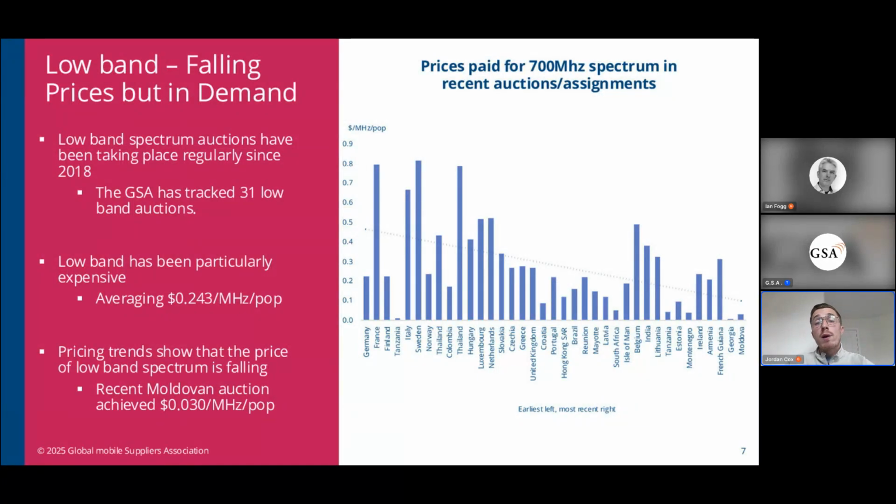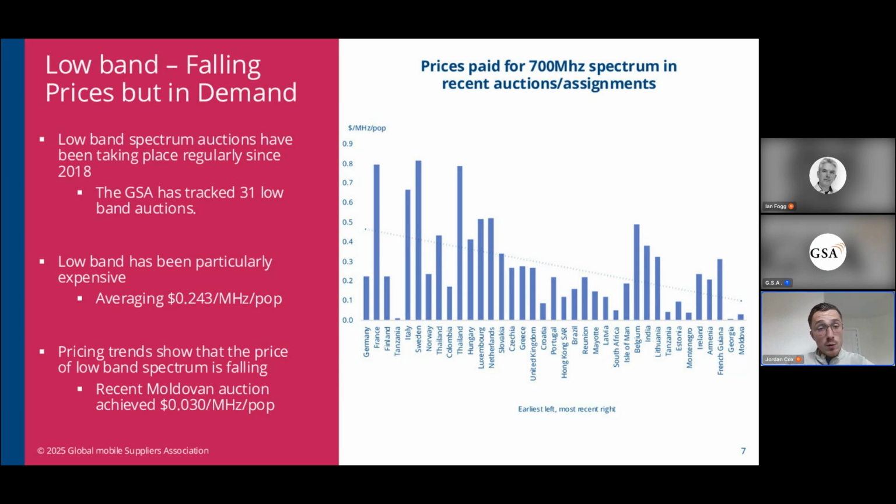So now let's turn briefly to low-band spectrum, which continues to play a vital role in mobile connectivity, particularly for wide area and indoor coverage. And since 2018, the GSA has tracked 31 low-band spectrum auctions globally, highlighting the steady demand for these bands. Frequencies like 700 MHz and 800 MHz are especially valuable due to their excellent propagation characteristics. They're essential for reaching rural populations, penetrating buildings, and providing consistent service over large geographic areas.